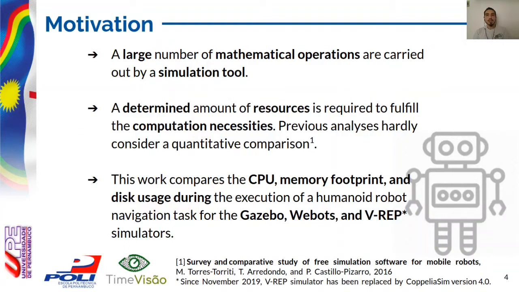A simulation requires a certain amount of resources, and even more for a humanoid robot, given the number of joints that must be operated. Previous analyses hardly considered quantitative comparisons. In this work, we compare the CPU, memory footprint, and disk usage during the execution of a humanoid robot navigation task for the Gazebo, Webots, and V-REP simulators. V-REP, since November of 2019, has been replaced by CoppeliaSim version 4.0.